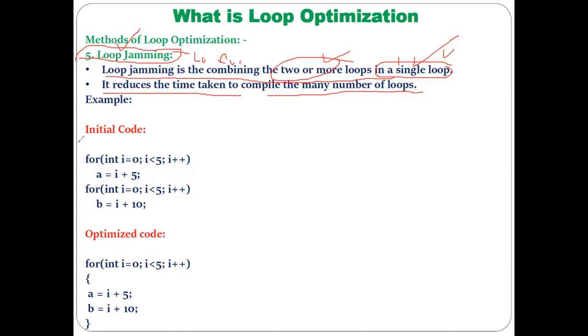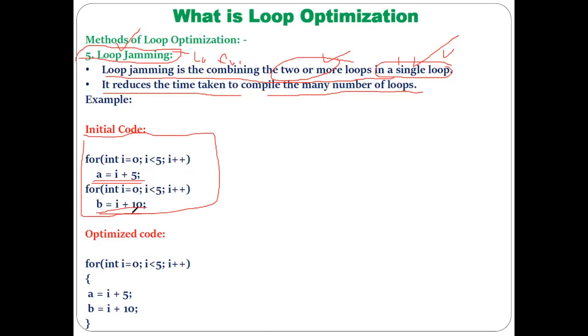Okay. Now consider the code here. This is the code before the loop jamming optimization. In this code you can see: for int i equal to 0, i less than 5, i plus plus, a equal to i plus 5. For int i equal to 0, i less than 5, i plus plus, b equal to i plus 10. Here i plus 5, here i plus 10. Now what is happening here, as you can see?